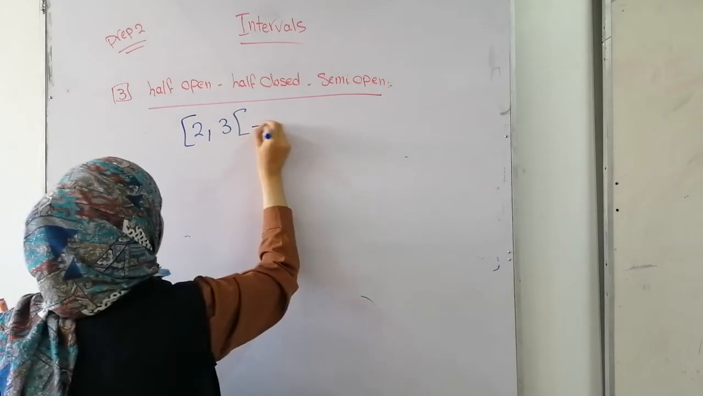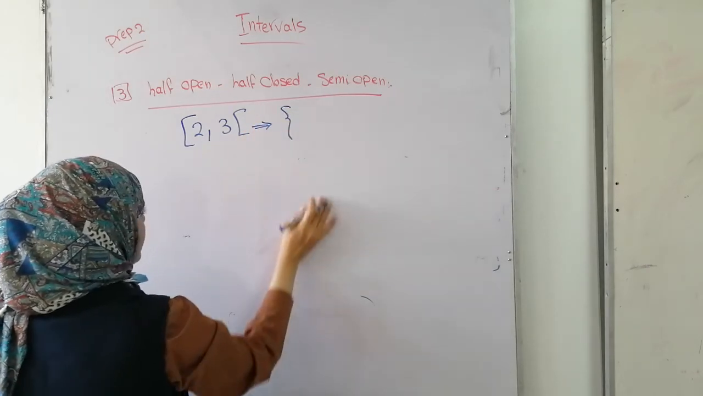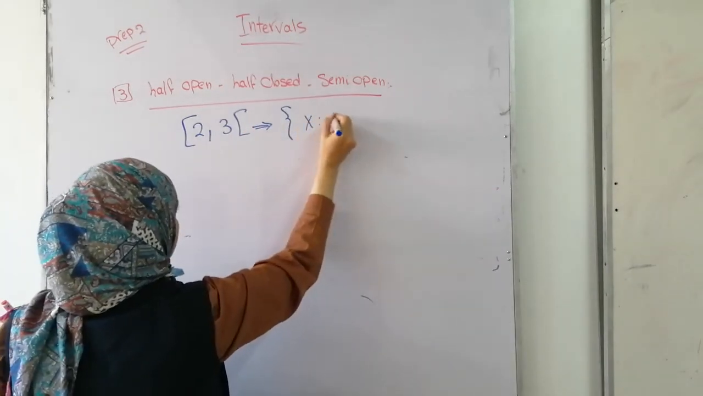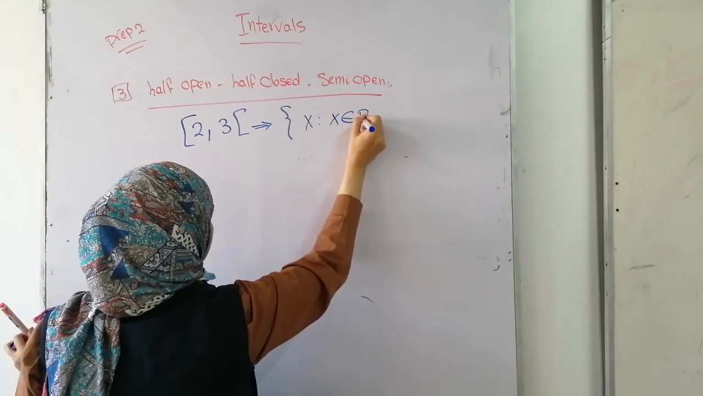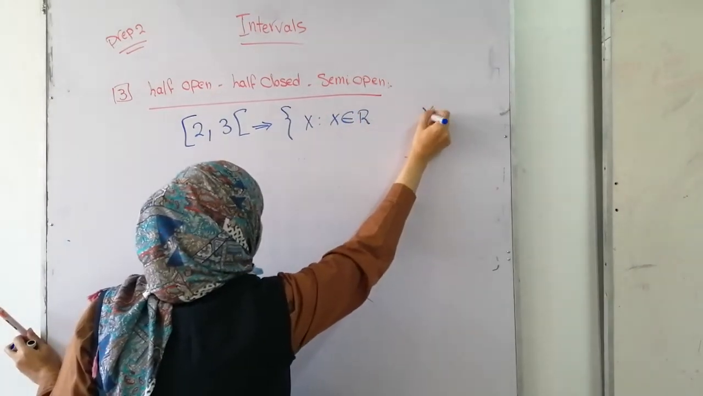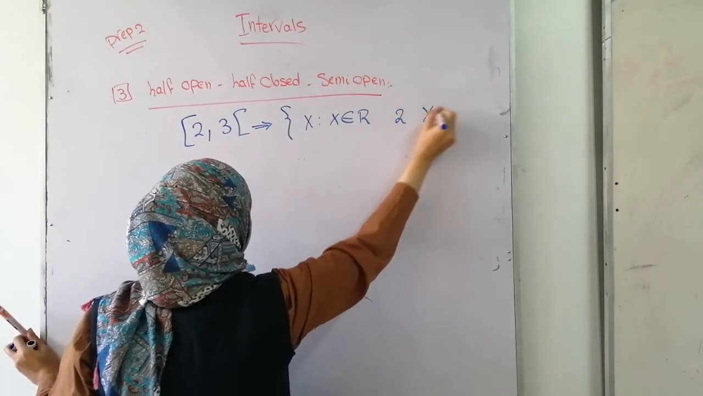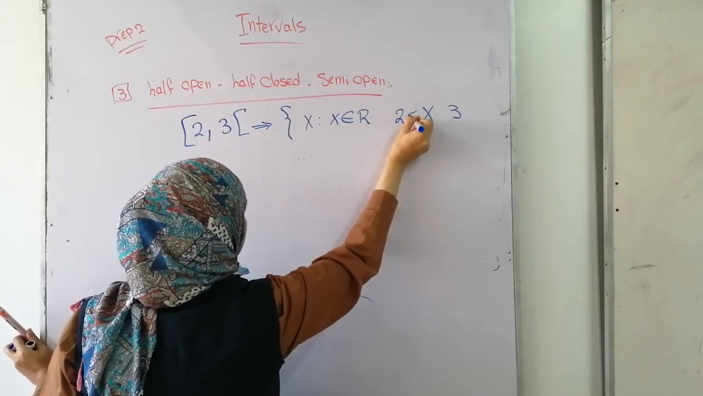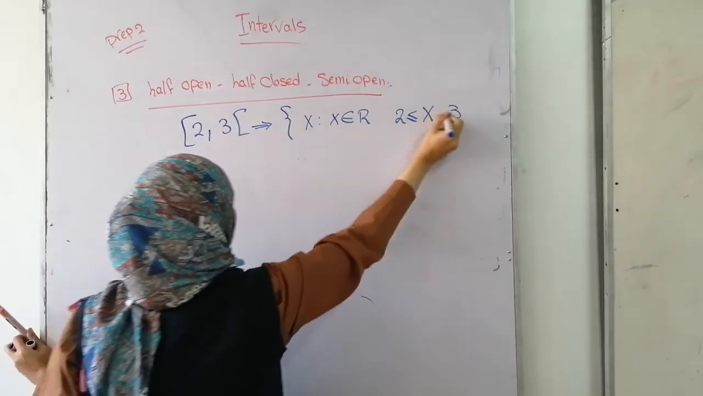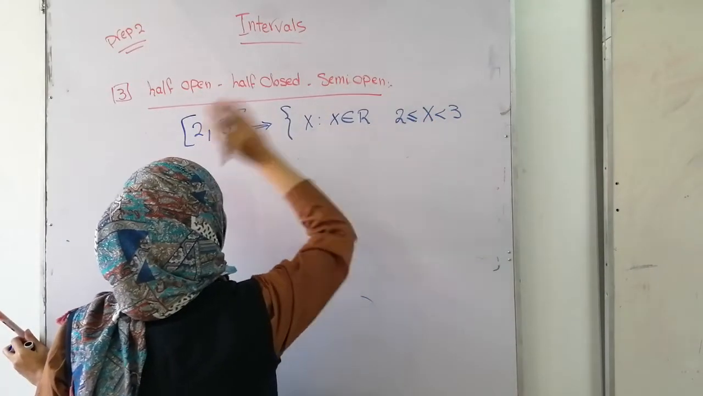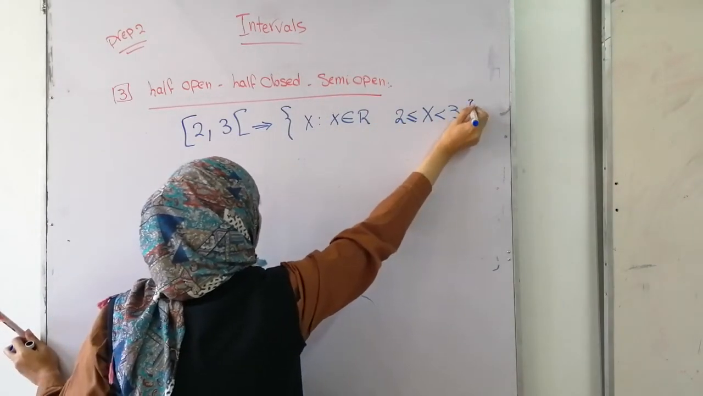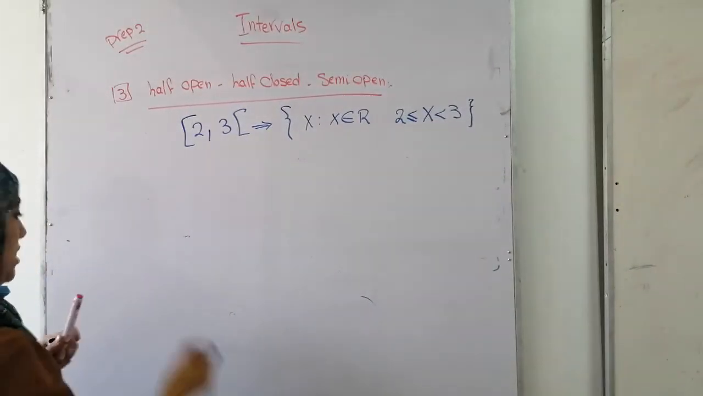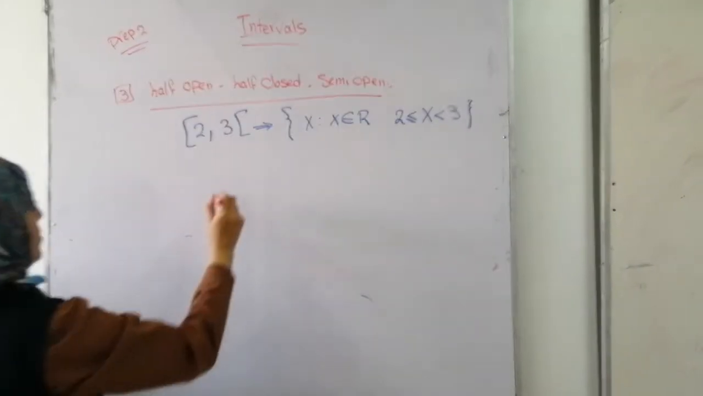What shall I do if we can convert it to set braces? We can write x such that x belongs to R and x is between the two numbers 2 and 3. 2 is closed, so I write equal, and 3 is open, so I can't write equal because 3 is not with me.